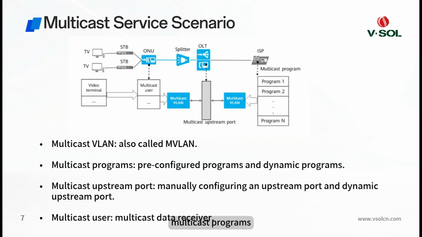Multicast programs, pre-configured programs, and dynamic programs. Multicast upstream port, manually configuring an upstream port and dynamic upstream port. Multicast data will only be forwarded from multicast routing ports. Multicast user, multicast data receiver, the end-user television.